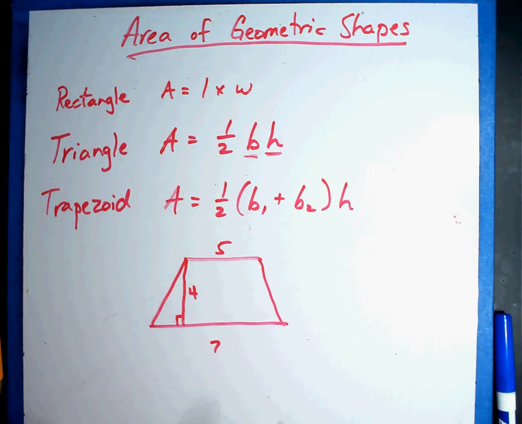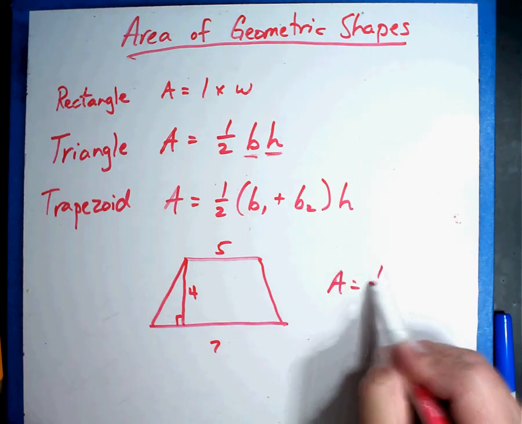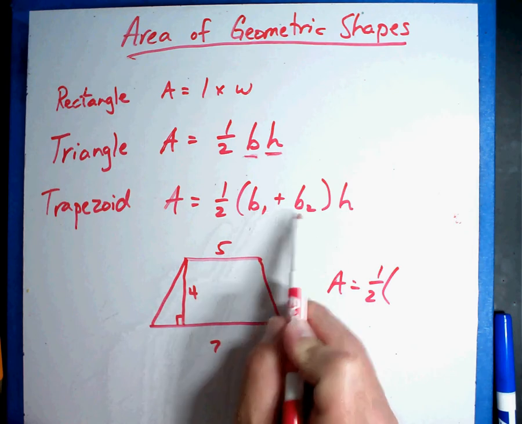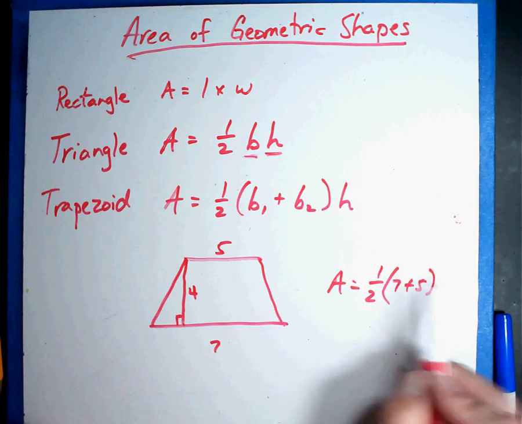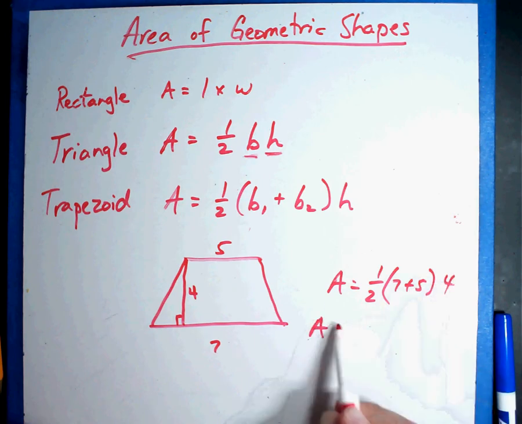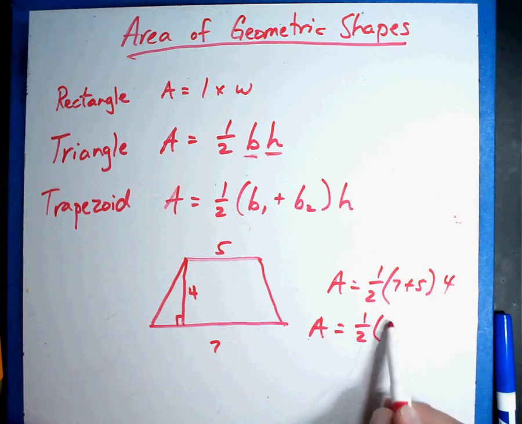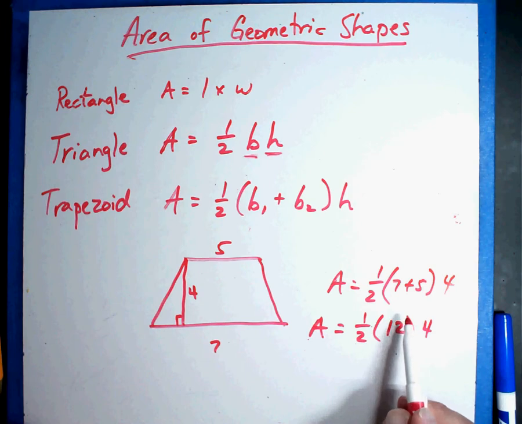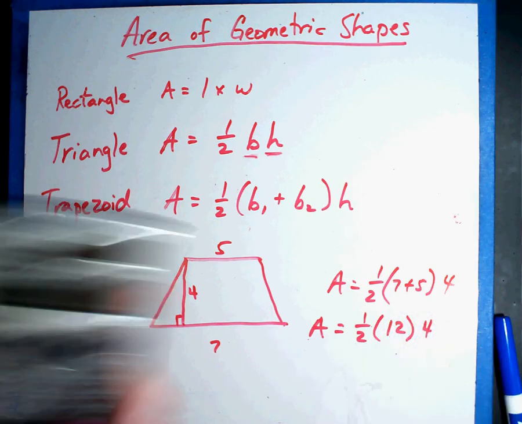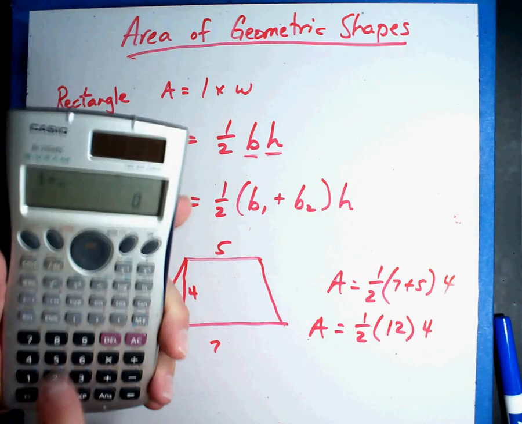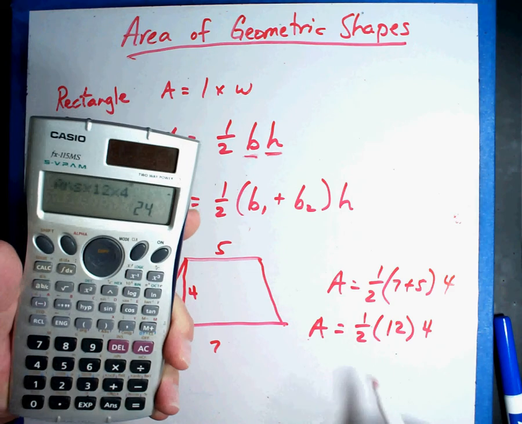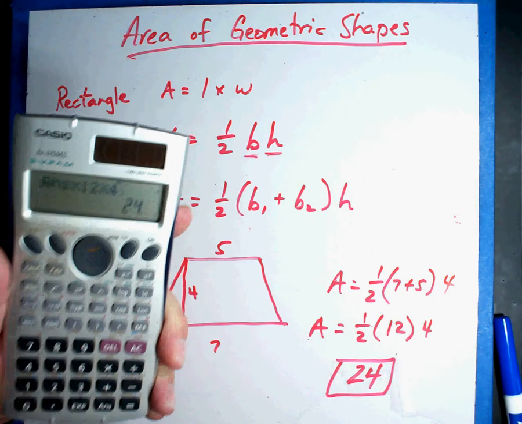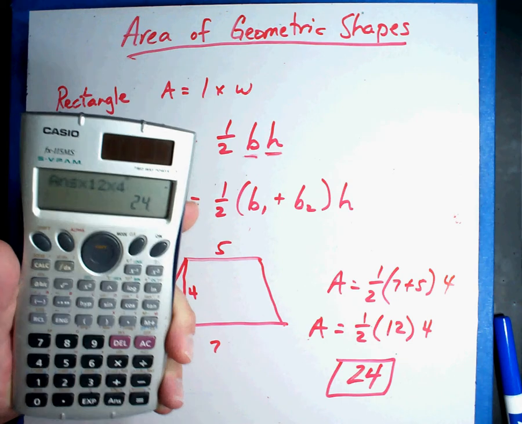All right, well, all I have to do is follow the formula. A equals 1/2 base 1 plus base 2, 7 plus 5, times h, which is the height again, which is 4. Area equals 1/2 12, 7 and 5 is 12, and times 4. So again, I can use my calculator to help me. 1 divided by 2 equals times 12 times 4, 24. That's the answer I would look for. So that one's not too difficult.